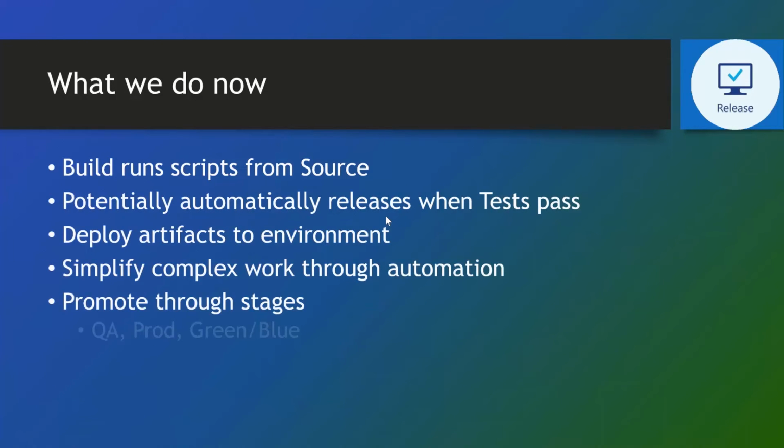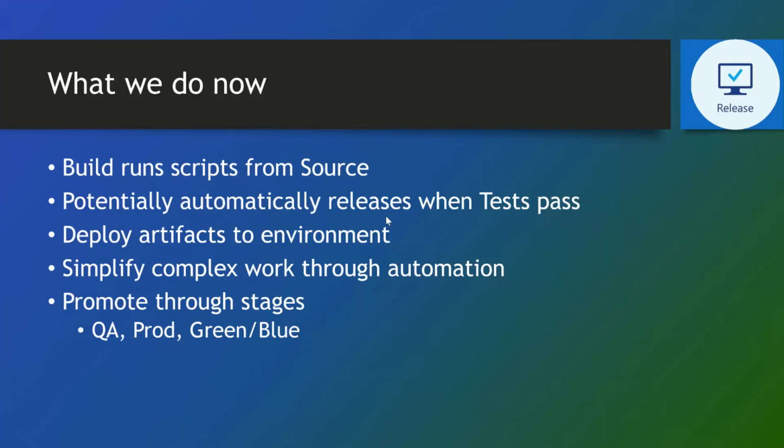So what do we do now? Again, it's just running whatever we put in source control. So maybe we automatically release when tests pass. More likely, we're keeping ourselves in a state where we're always ready to go to production, that continuous delivery approach.